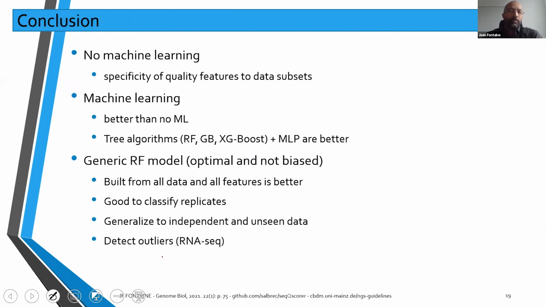So in conclusion, without any machine learning, there is a specificity of the quality features to different data subsets, so you should be very careful. With machine learning, it's better than no machine learning. It is possible, it's validated, and especially the decision trees algorithms are very good. Out of all this validation and testing, we recommend the generic model using random forest on all the data. It had good classification results, even on replicates. It generalized very well, even on unseen data, and is able to detect outliers, for example, in these RNA-seq experiments.